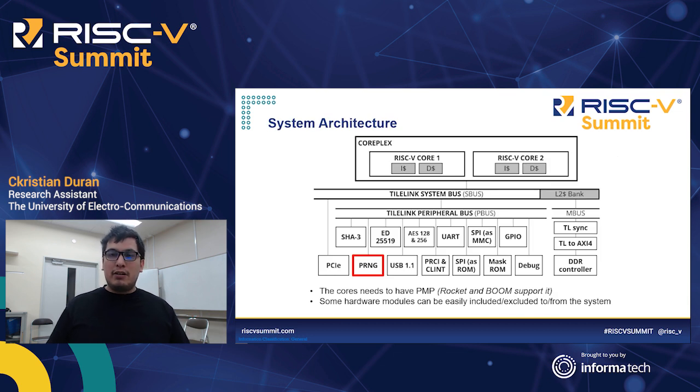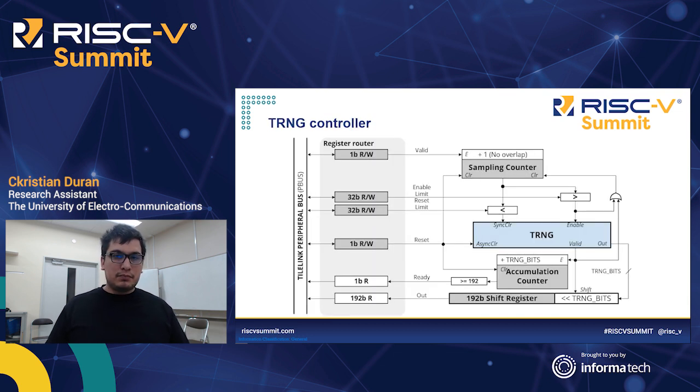And now we will talk about the random number generator as well. So this is the random number generator. Basically, it accumulates up to 192 bits into a shift register for general purpose random creation. The implemented TRNG can be flexible, meaning that any size TRNG can be involved in this design. For the current build, we support a linear feedback shift register right here.